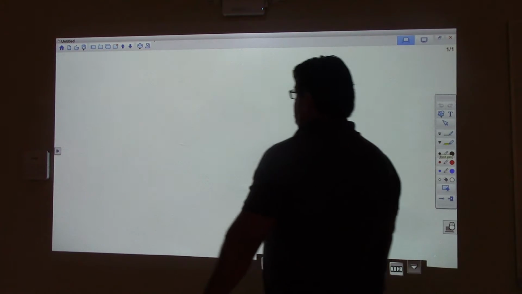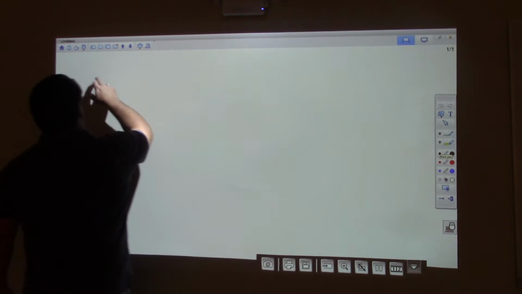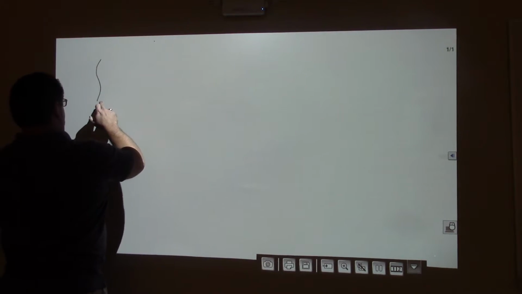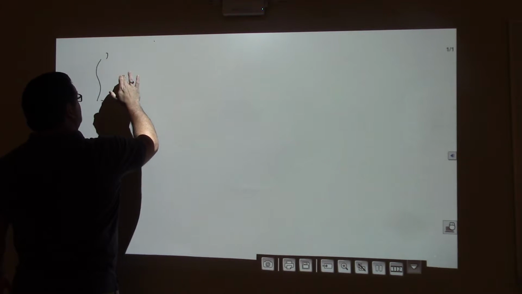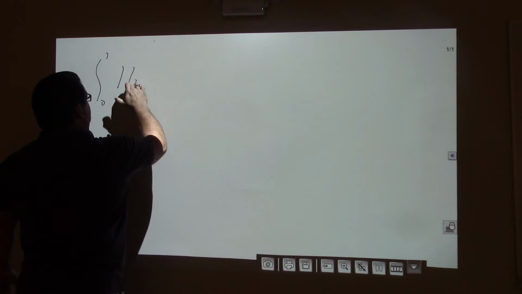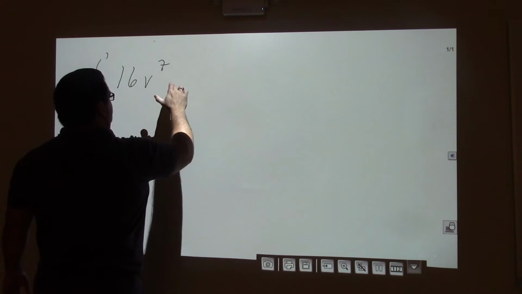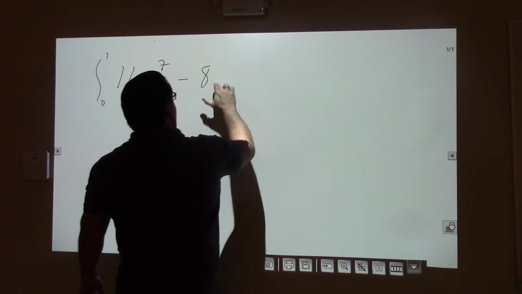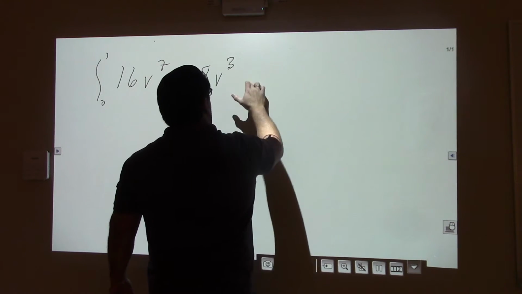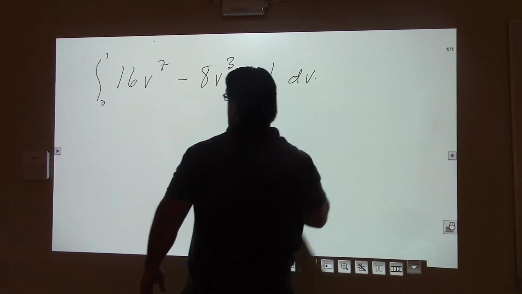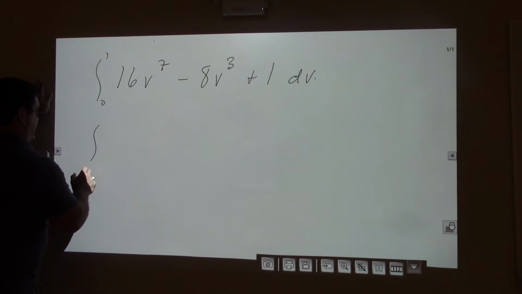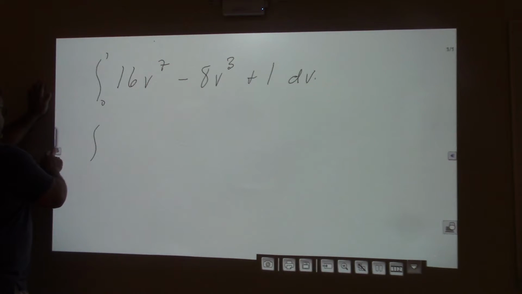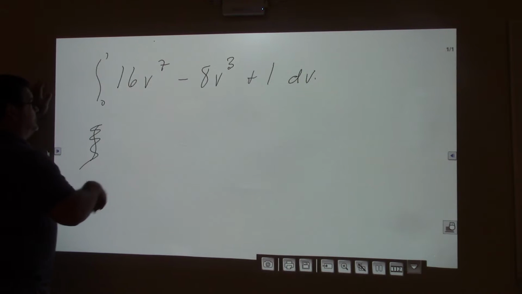Somebody give me the problem again. Antiderivative of what? 0 to 1, parentheses, 16v to the 7th minus 8v to the 3rd plus 1, dv. I'm just going to go ahead and do it. Just forget that. I'm not going to worry about it.